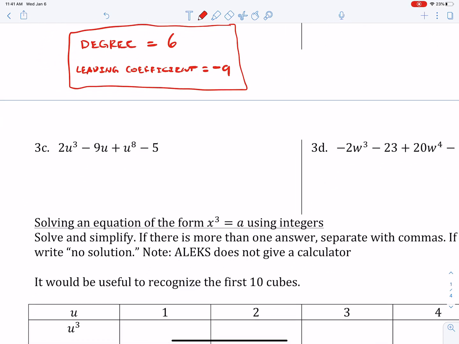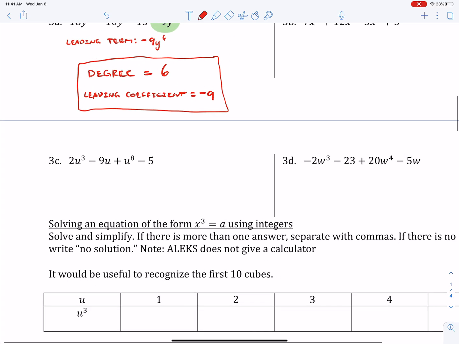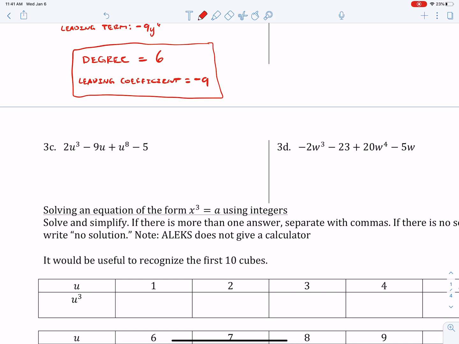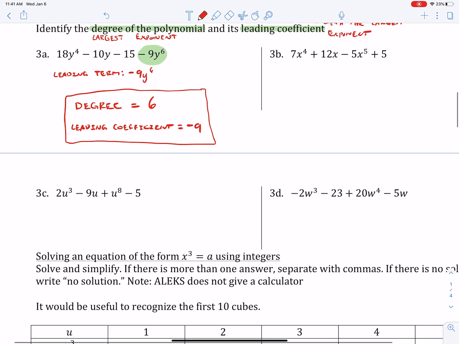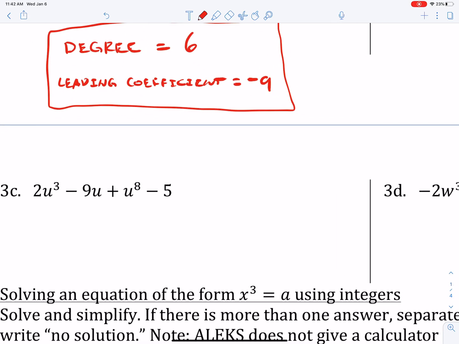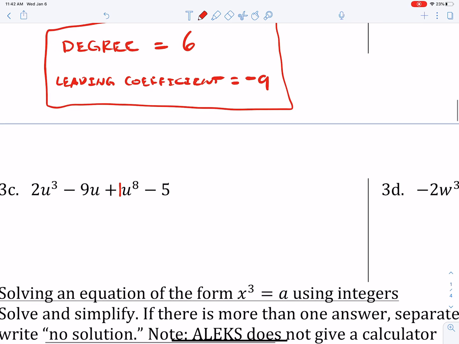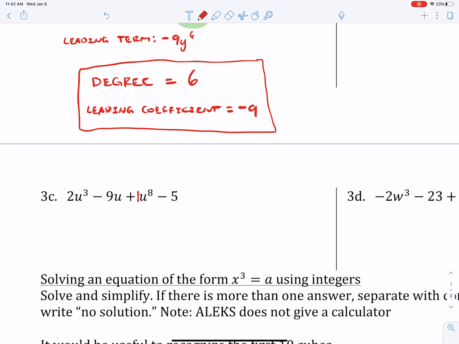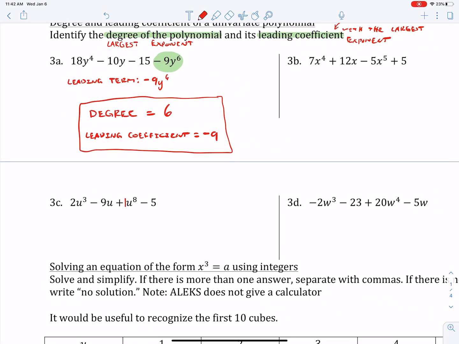Go ahead and do 3c and 3d on your own as well, utilizing the steps that we did in 3a. What I will say here for 3c that will be beneficial for you, please don't forget that in front of a variable there's technically a 1, and you're going to need to utilize that in your answer. So your leading coefficient for 3c would be 1. Just know that, and I think you're more than capable of doing those 3 on your own.